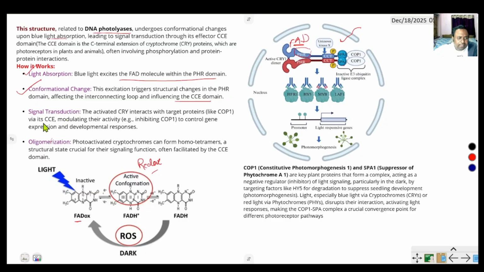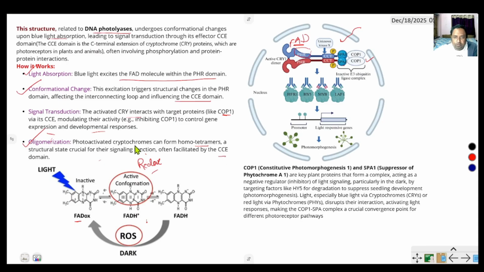Signal transduction: the activated cry interacts with target proteins like COP1. When blue light is absorbed, FAD converts into FADH and inhibits the target proteins COP1 and SPA1, which shows in gene expression and development processes. Oligomerization: photoactivated cryptochromes can form a homotetramer, a structural state crucial for the signaling function.